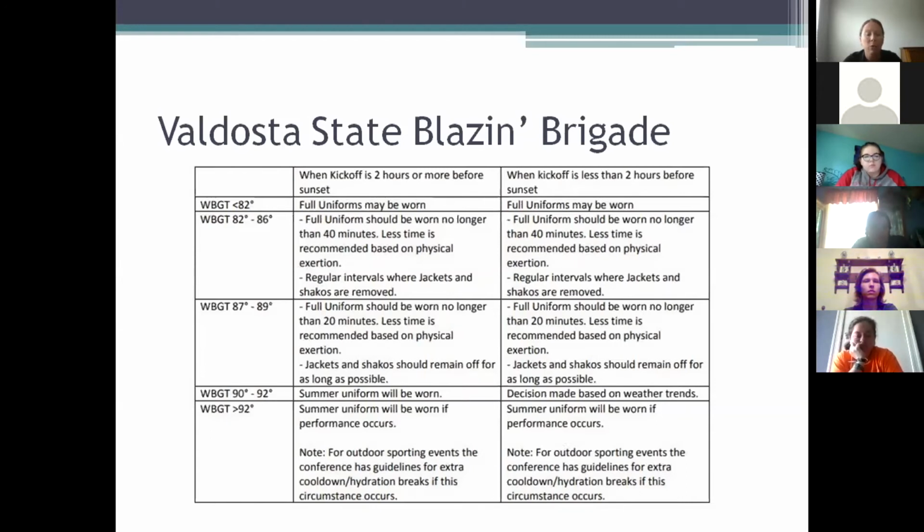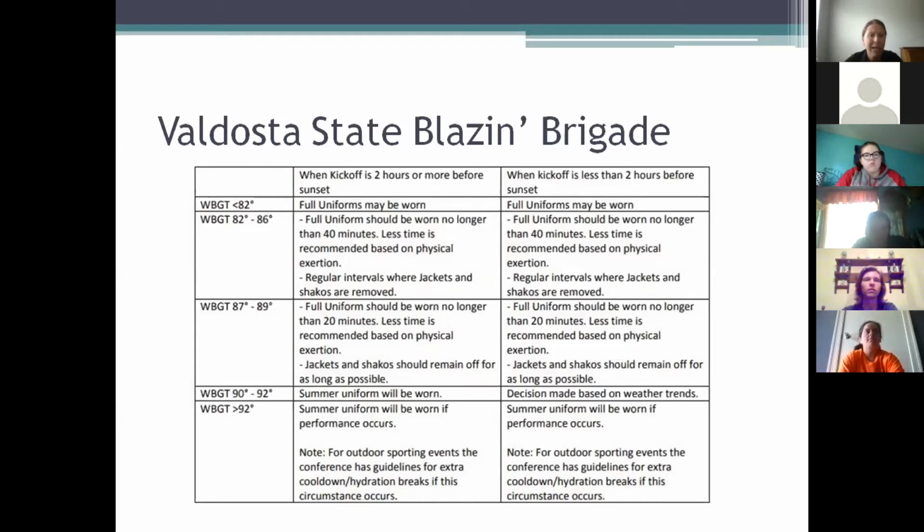Regular intervals where jackets and their hats are removed. If it's between 87 and 89, their full uniform should be worn no longer than 20 minutes. Less time is recommended based on physical exertion. Their jackets and hats should remain off for as long as possible.